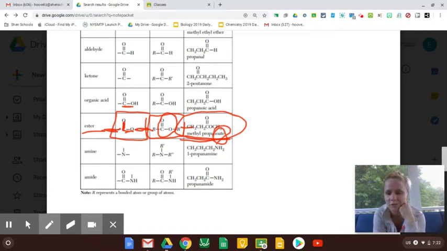So ester always reminds me of a grandma's name. And grandmas smell good, right? An old lady name, old lady smell good?